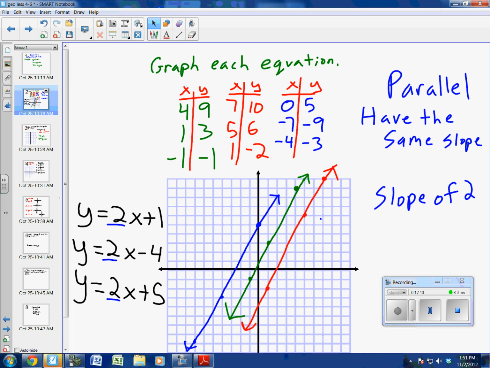Okay, let's go to the green line. Which one was the green one? It was this one right here. Okay, where does it cross the y-axis? At 1. Notice that number right there in the equation is 1, right? And go to the middle equation, 2x minus 4. That one should cross the y-axis at negative 4. And if you look at the red one right here, it crosses at negative 4.